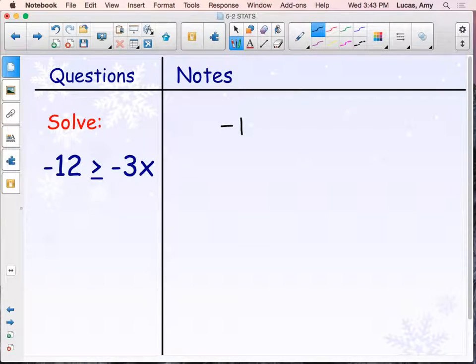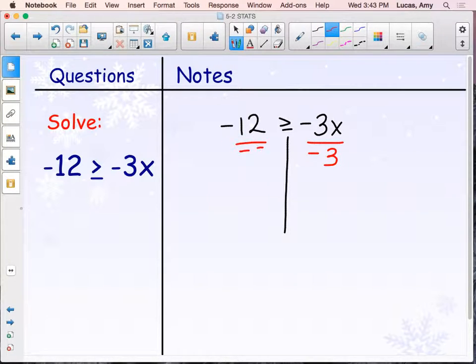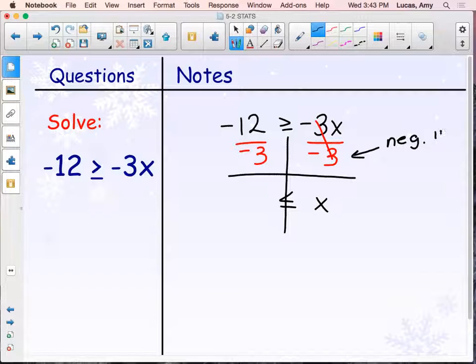Okay, the next one. My action step, I need to divide both sides by negative 3. Because I'm dividing by a negative 3, I am going to flip my symbol. Negative divided by a negative is a positive. Now if I was going to graph this inequality, I would want my variable on the left. So this would have the same meaning. 4 is less than or equal to x means the exact same thing as x is greater than or equal to 4.